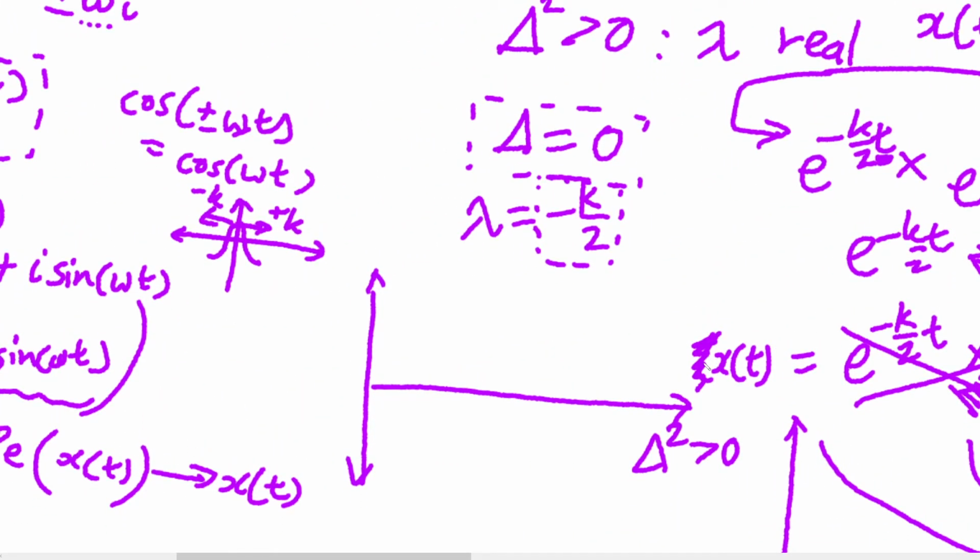So essentially, when a system has this delta being equal to 0, people call it critically damped because it will approach equilibrium, stay at equilibrium, and not overshoot or oscillate as fast as it possibly can.